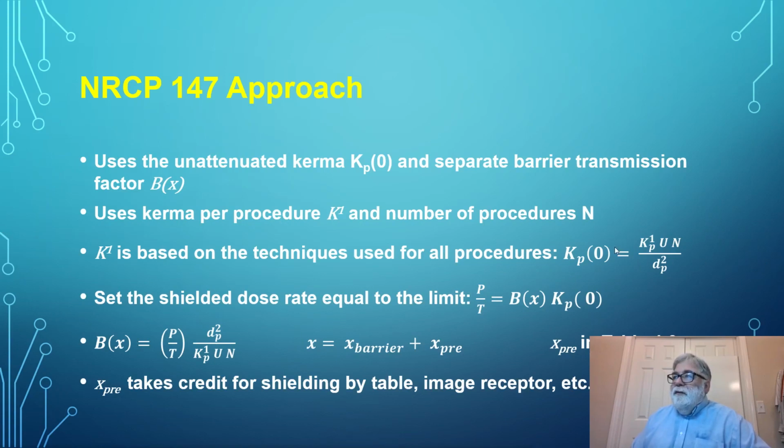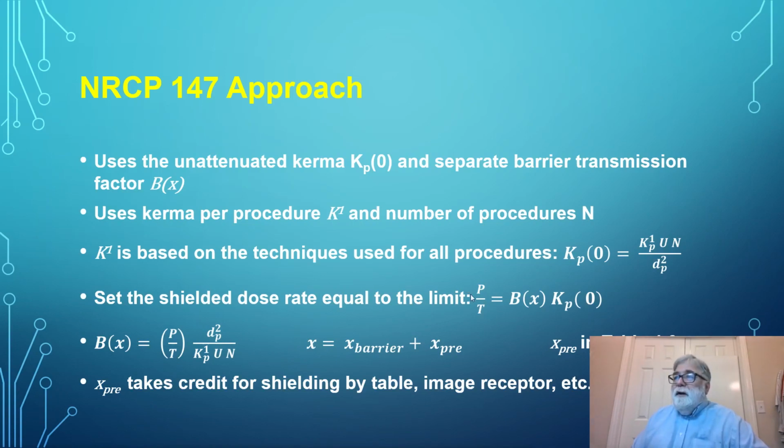And the Ks are normalized to 1 meter, so if you have the Ds in meters, it all works out. Now this is the unshielded dose rate. So the shielded dose rate is whatever the transmission factor is times the unshielded exposure rate. We're going to set that equal to P over T. That's how much radiation we're going to want at that point for the barrier we're interested in.